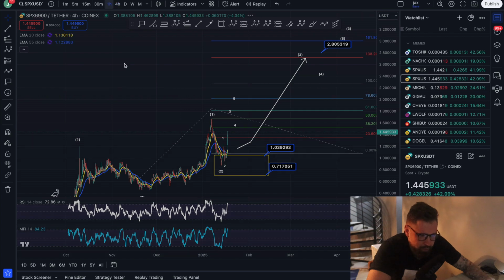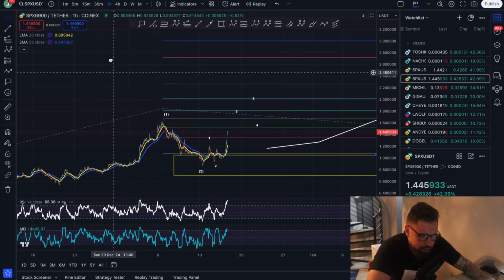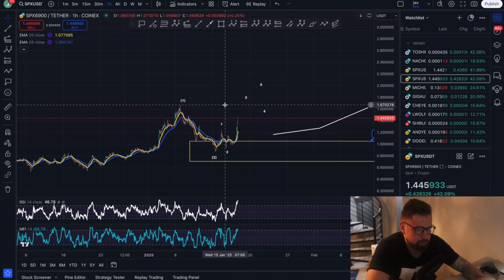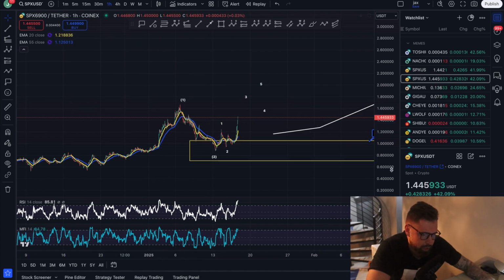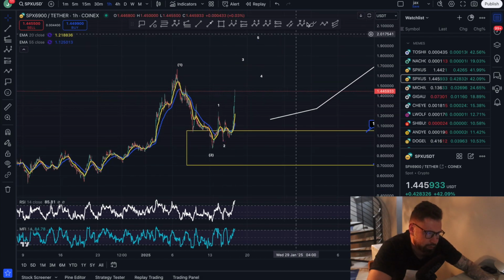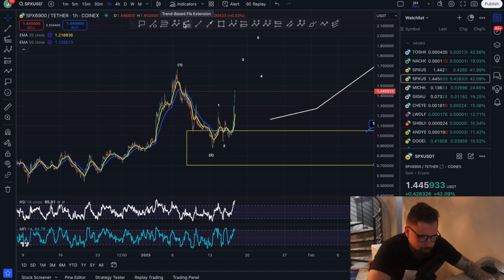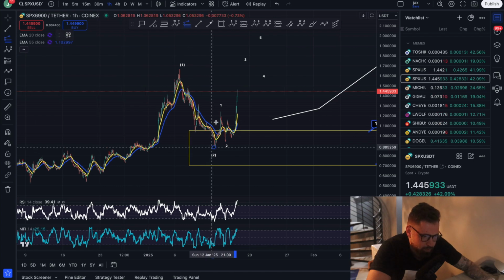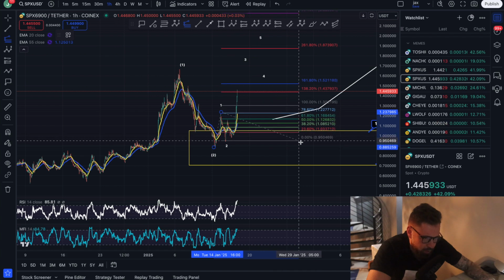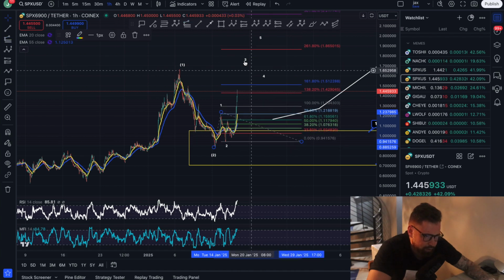So for a micro count, we can zoom in on the 1 hour chart. You have the first wave 1 to the upside, wave 2 pullback. So all you need to do is take a trend-based fib extension from the bottom of that wave 1 to the top, to the bottom of the wave 2 to give you that wave 3 target. Yeah, it's already pushing right up to that wave 3 target.